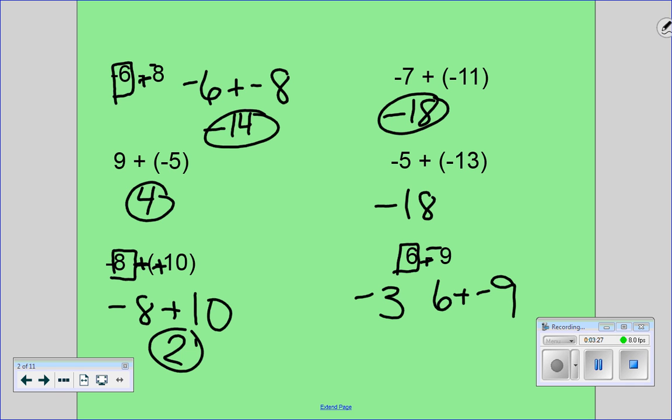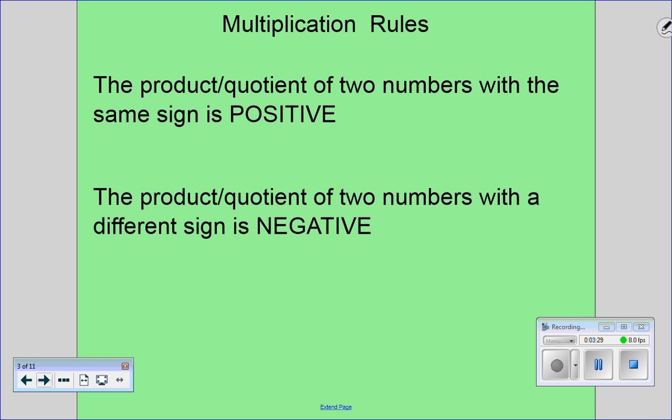All right, so today is multiplying integers. So the first 2 things you have to have in your notebook are these 2 things. And then I'm going to get rid of this because we're going to talk about that more tomorrow. Okay, so the product of 2 numbers with the same sign is positive, and the product of 2 numbers with a different sign is negative.